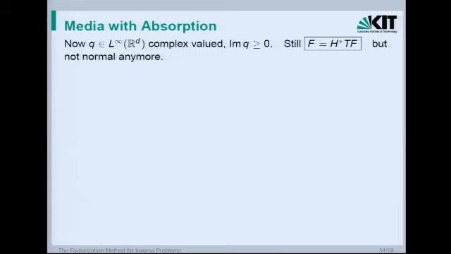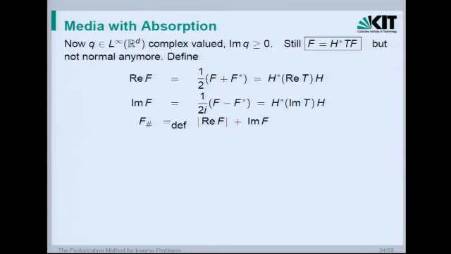I very briefly want to sketch the idea of what to do if you have absorption. If the imaginary part of Q is not 0, but it's real, if you have absorption there, then you still have the factorization, but f is not normal anymore. So then the whole nice thing with the spectral decomposition breaks down. And it took a while, and now we know how to handle that problem.